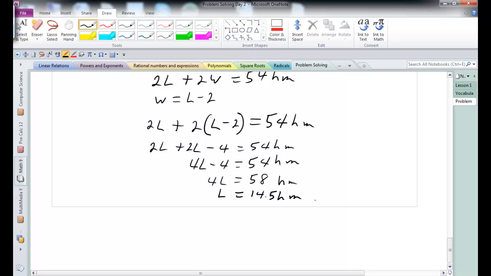That was our length. We said our width was the length minus 2 hectometers. Okay, so we're going to have a width of 12.5 hectometers.